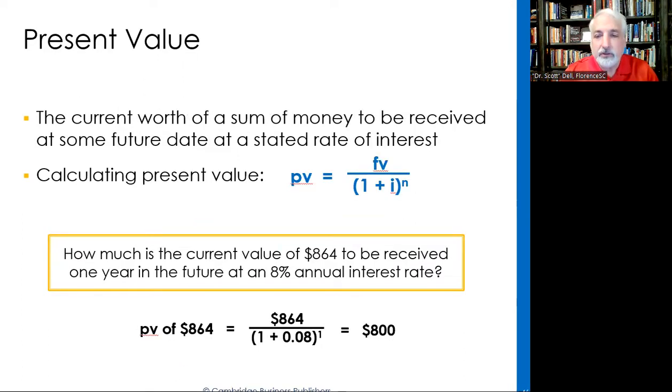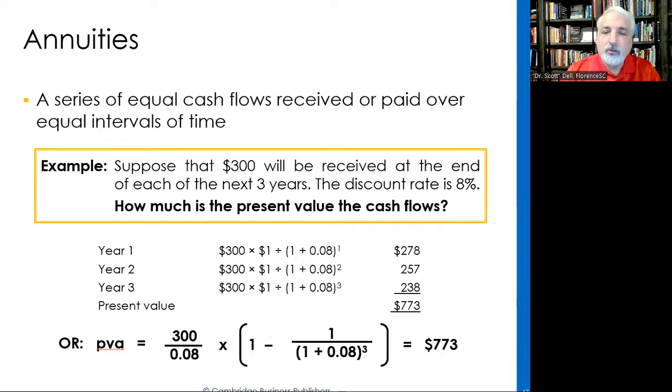How about present value? Well, you have that future value divided by 1 plus i to the power of n, instead of present value times 1 plus i to the n for future value. So you're dividing future value by that interest rate to the power of the number of periods to get a present value. So if the future value is 864, PV is 864 divided by 1 plus 0.08 to the power of 1, which would yield $800 as the present value of an 864 a year from now.